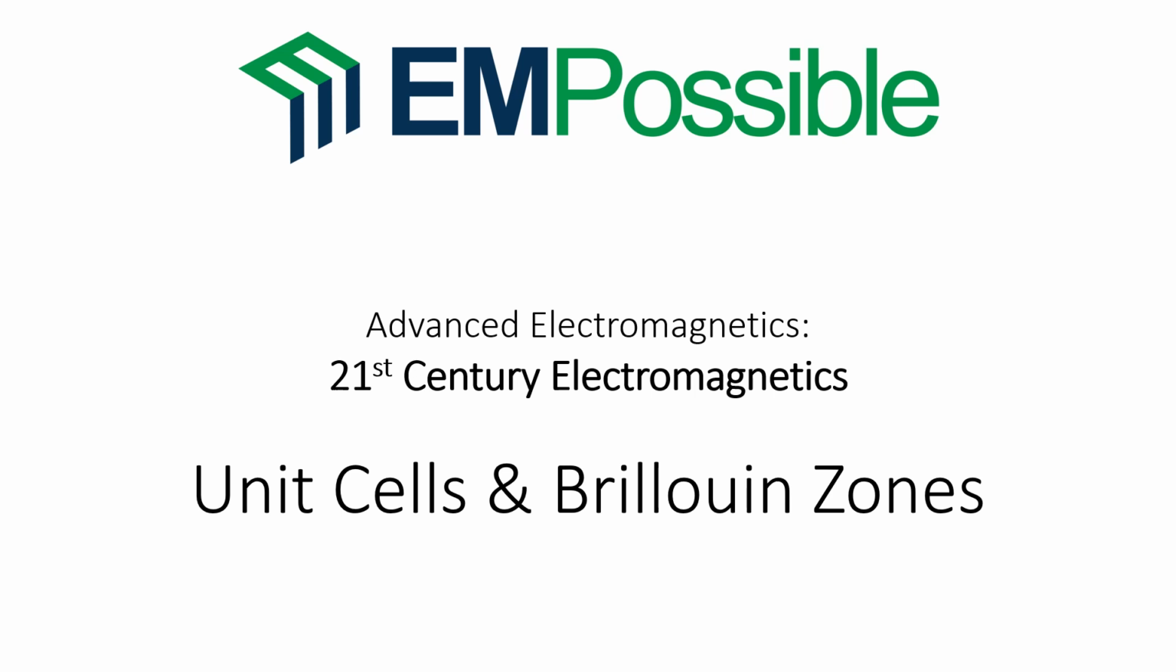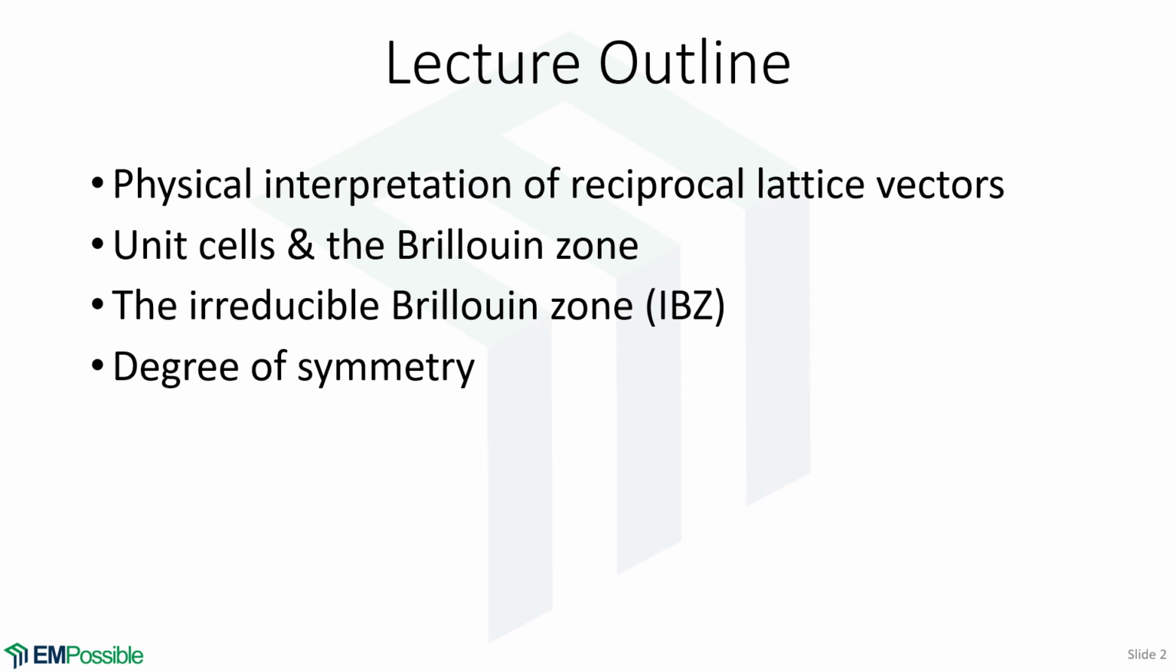Unit cells and Brillouin zones. I want to talk a little bit more about the reciprocal lattice vectors and try to interpret them physically so they're not so abstract. Then we'll move into the concepts of unit cells and the Brillouin zone. We'll talk about something called the irreducible Brillouin zone. That's really important for computation if we want to minimize the number of computations that we do. And then talk about degree of symmetry and what it means for something to have more symmetry than something else.